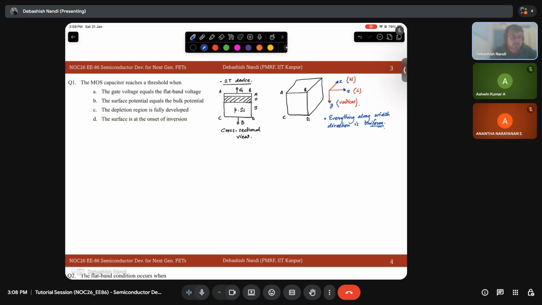Okay. That means I can slice that MOSCAP and take one cross section, and if I do the analysis there, everything we can just multiply with W in the Z direction, and everything will come out to be just a scalar multiplication, what I mean to say, right? So you need to be very careful about this.